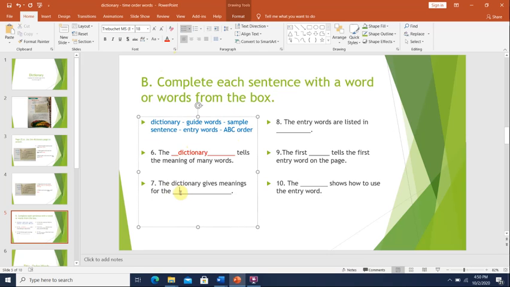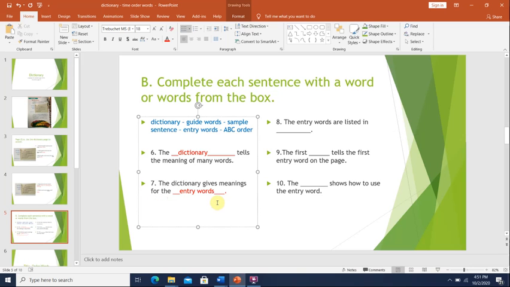Okay? Number 7. The dictionary gives us the meaning for guide words, sample sentence, entry words, or ABC order. The answer would be entry words. The entry words are the words that are listed below each other, and we will know the meaning of each word. So the dictionary gives us the meaning of the entry words.